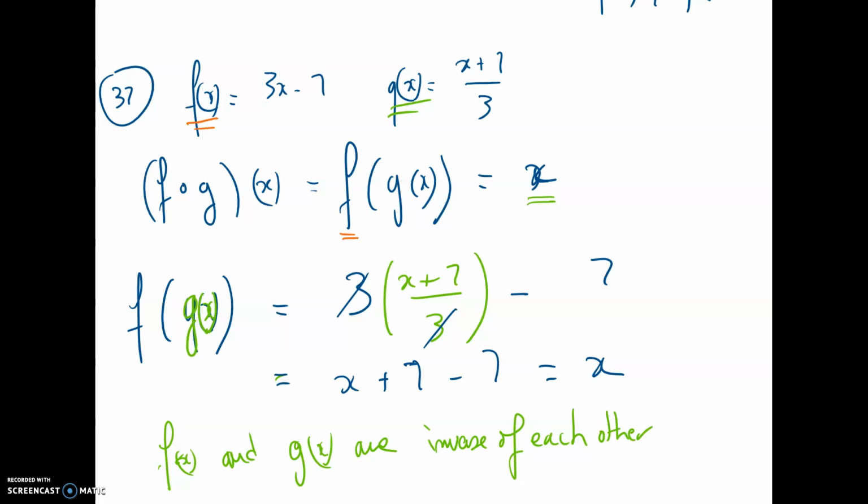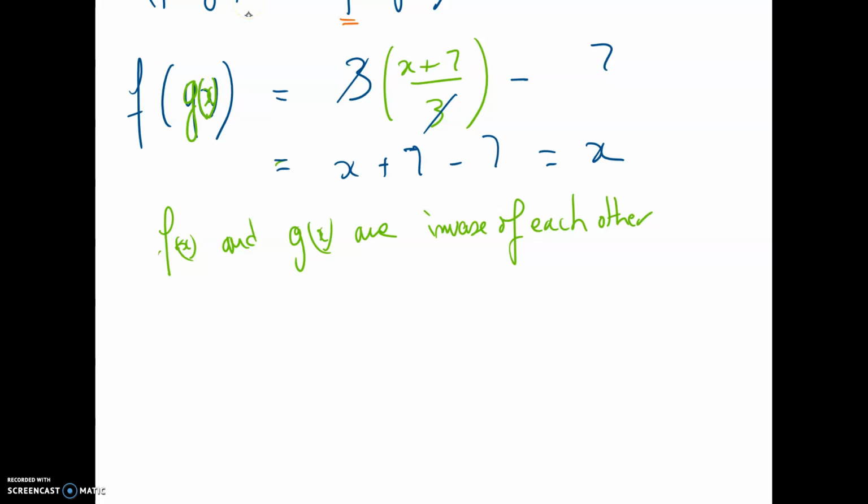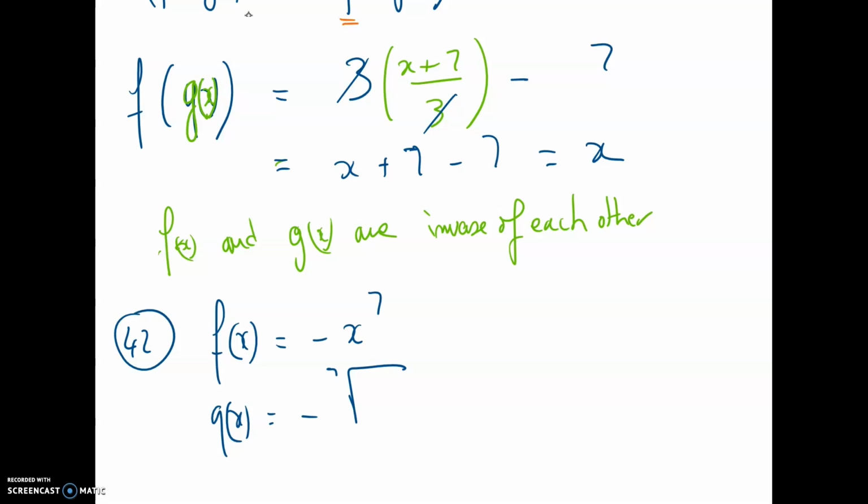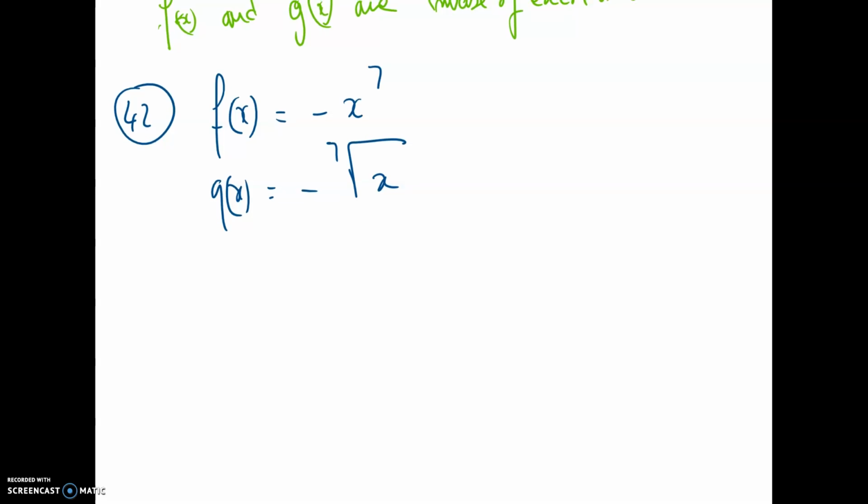All right, problem number 42. So what do we have in this problem number 42? We have the function f of x equal negative x to the 7th, and we have g of x equal negative the 7th root of x. And the question is showing whether f of x and g of x are inverse of each other or not. So for that, I'm going to calculate f of g of x. And by the way, I could also calculate g of f of x.